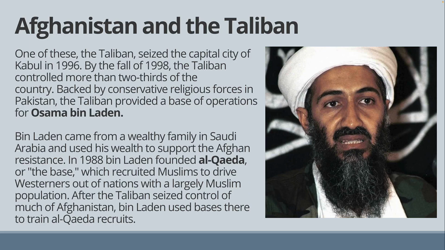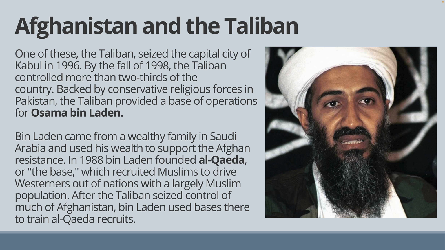As you see here, the Taliban was able to seize the city of Kabul in 1996. And the Taliban was able to control a lot of the country. The Taliban was backed by conservative religious forces in Pakistan. And the Taliban was provided a base of operations in Pakistan by this guy right here, Osama bin Laden. Bin Laden came from a wealthy family in Saudi Arabia, and he used his wealth to support the Afghan resistance. Remember, we were just talking about the internal Islamic people of Afghanistan, the Afghan people that were resisting and trying to forge their own control of the country.